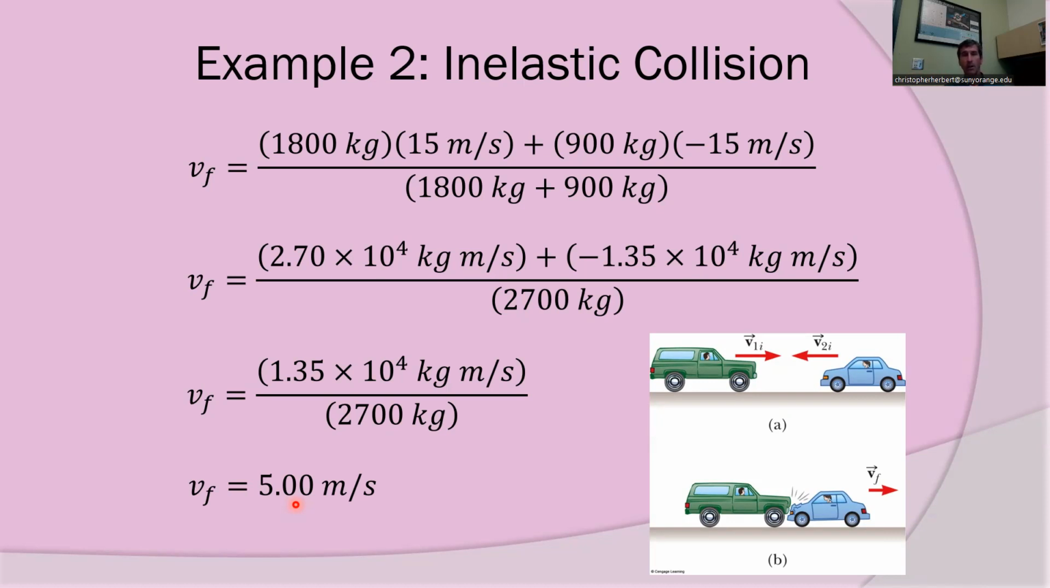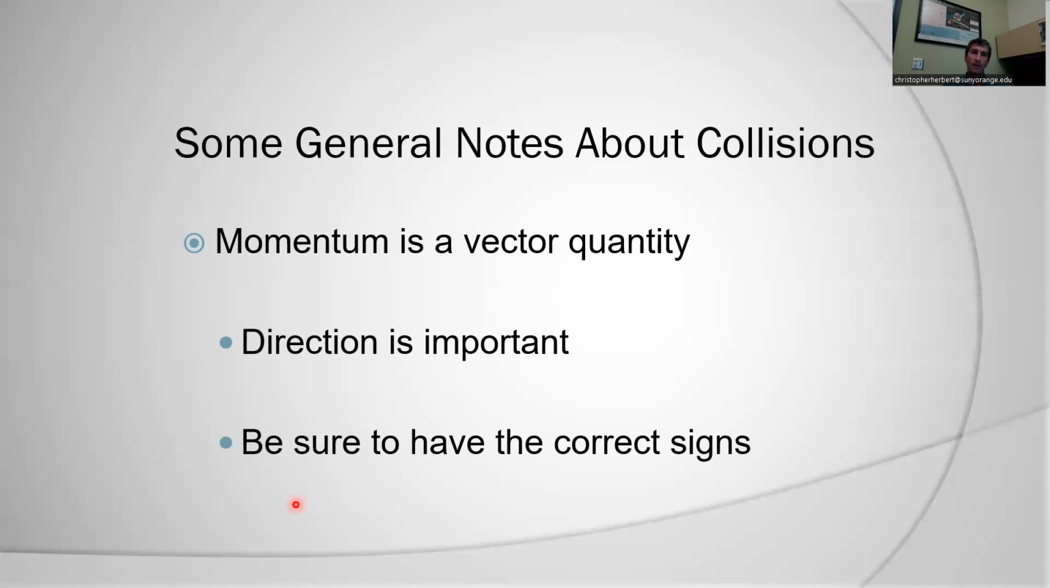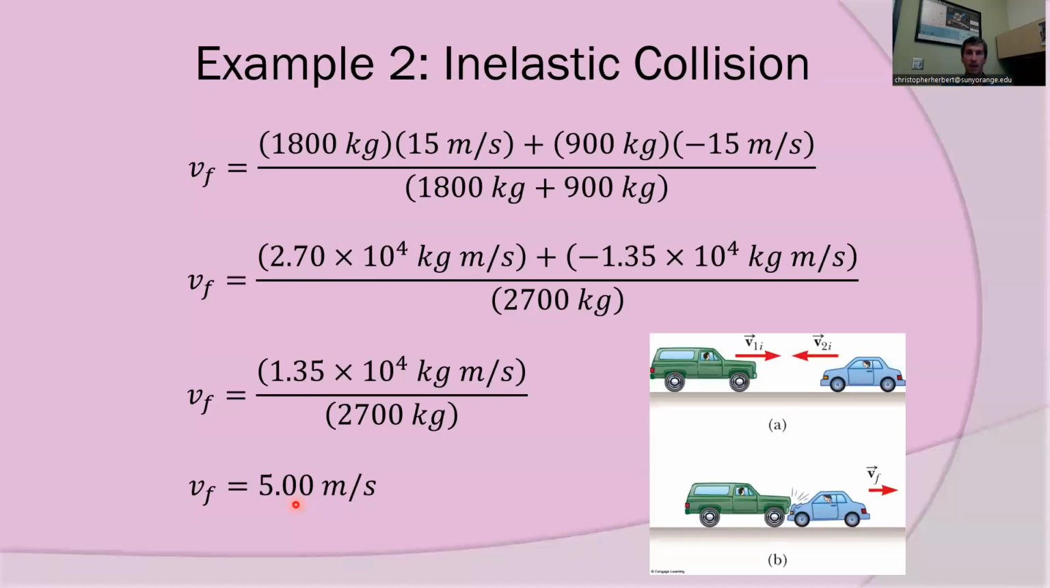And where did it go? It went into deforming the two bodies as they collided into one another. Now, again, we have to be very careful here. Momentum is a vector quantity. Direction is very important. Look at how I did these problems right here.